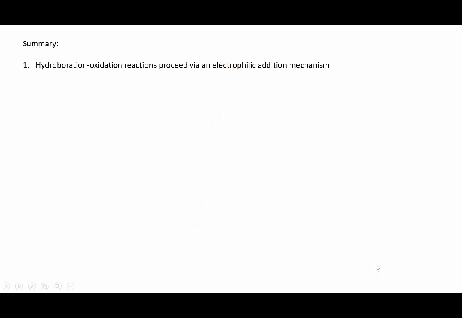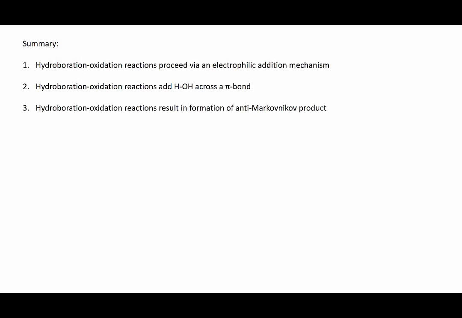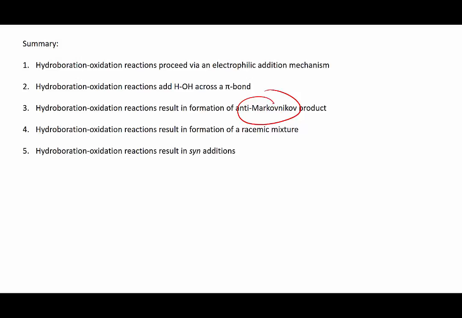So to summarize, hydroboration oxidation reactions proceed via an electrophilic addition mechanism, except the fact that the nucleophile is attacking the boron atom instead of a hydrogen. These will again add water across a pi bond, but unlike the other reactions we've seen, this forms the anti-Markovnikov product. The hydroxyl group will be at the least substituted site. This will again result in the formation of a racemic mixture, but the hydrogen and the hydroxyl group which are added to this molecule, the alkene, will always be in a syn addition, so they will be on the same face.